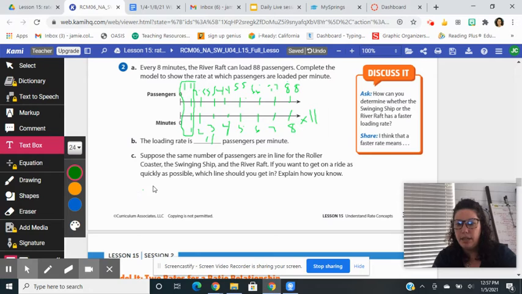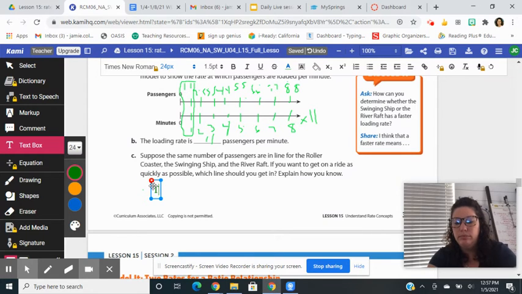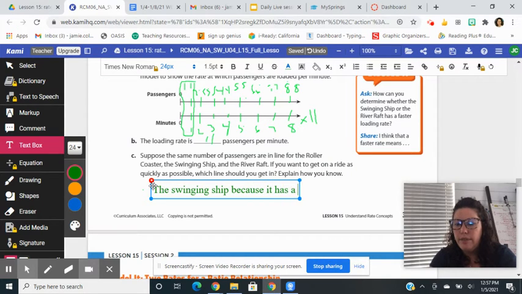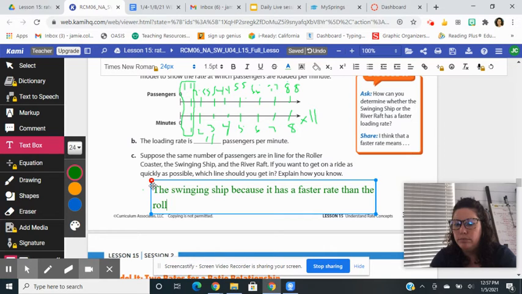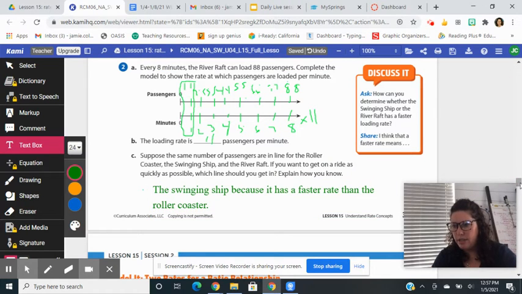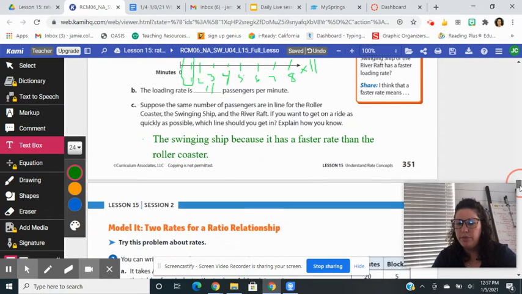So let's type that in. Because it has a faster rate than the roller coaster. Even though we don't know what the rate is, we know that it's faster. Okay, let's move on to number 3.